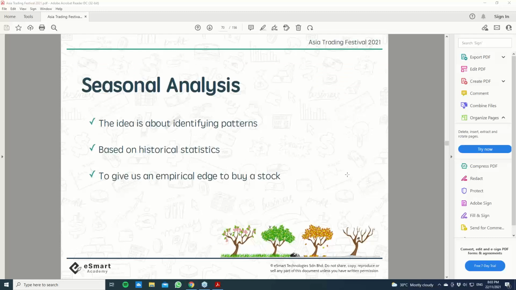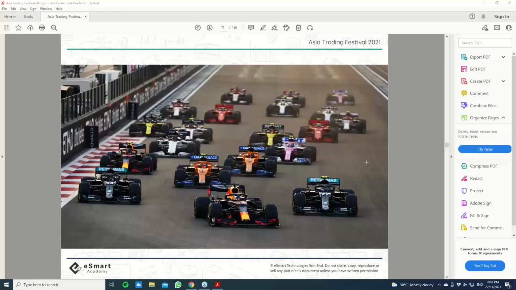To give you an idea, I'm going to show you an example of seasonal analysis applied to day-to-day life. I'm not sure how many are F1 fans, but this year's 2021 Formula One season is pretty exciting. We have 2 drivers competing for the championship with less than 5 races to go. We also have 2 constructors, which are basically the manufacturers of the car, competing for the championship. It's pretty exciting.